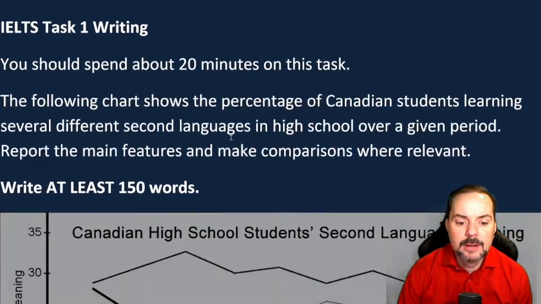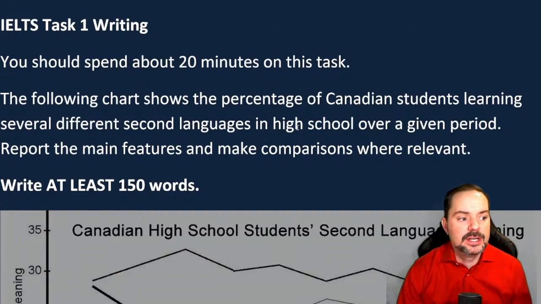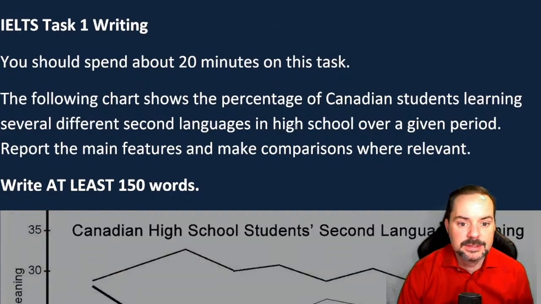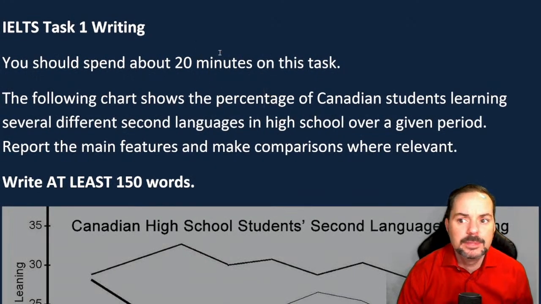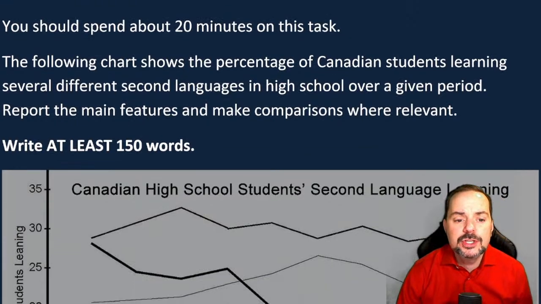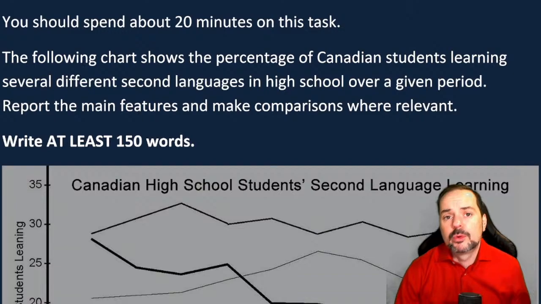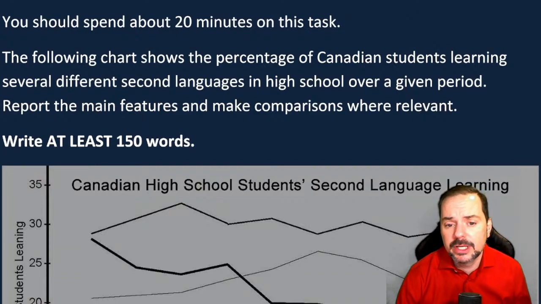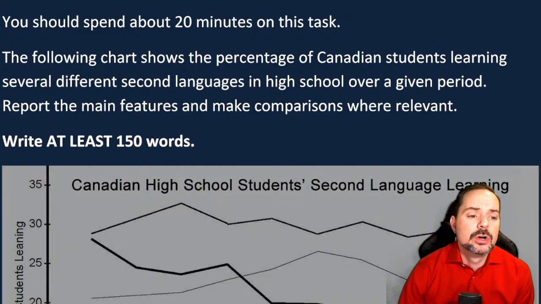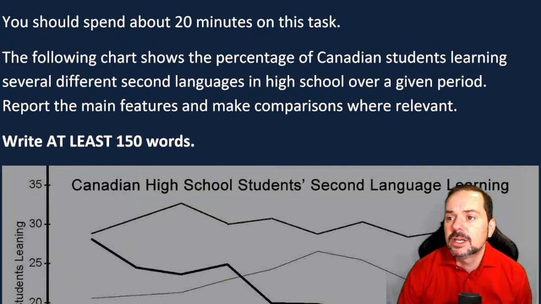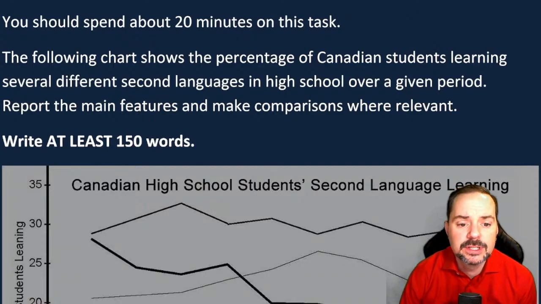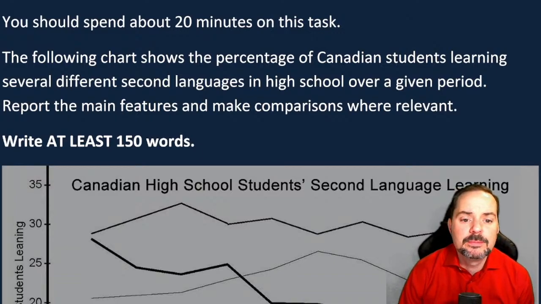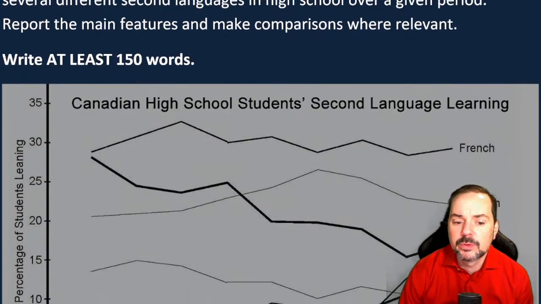So here's our line graph again. We've got it nice and big for you here, so it's going to be a little bit easier to see and read, hopefully. Okay, so once you've read the question, let me just read this question one more time. It is a good idea to read the question twice, just so you have absolute clarity, or as much clarity as possible. So the following chart shows the percentage of Canadian students learning several different second languages in high school over a period. Report the main features and make comparisons where relevant.